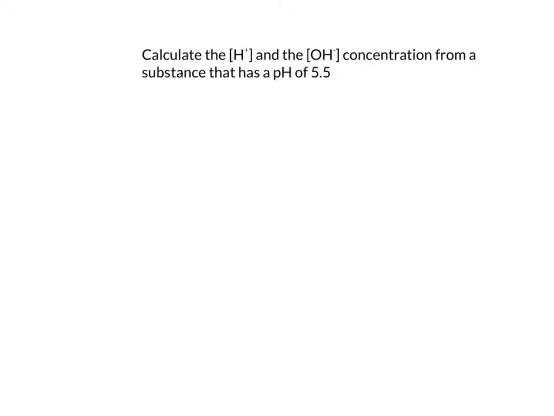Now I'm going to tell you how to obtain the hydrogen ion concentration and the hydroxide ion concentration when you have the value of the pH. So in this case, we're going to calculate the hydrogen ion concentration and the hydroxide ion concentration from a substance that has a pH of 5.5.